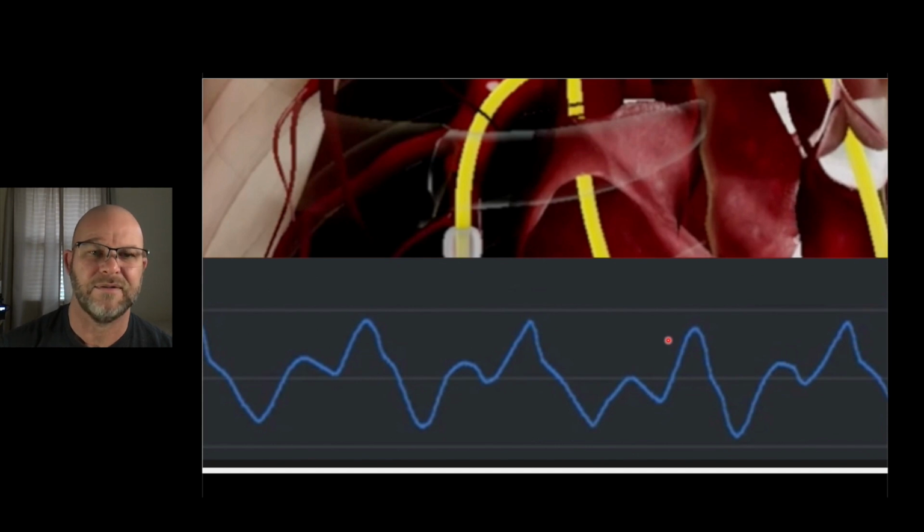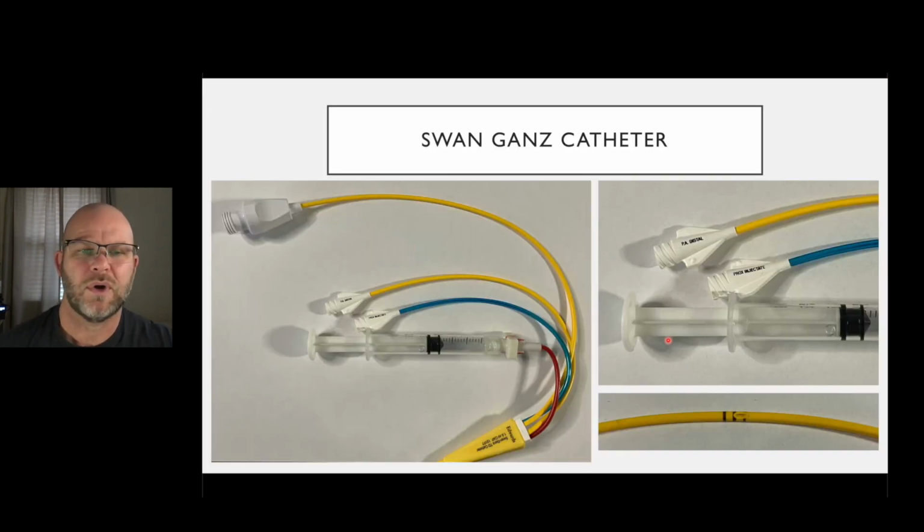So when we talk about this Swan-Ganz catheter that we're floating through here, this is what the tip looks like. This is where your thermistor is. I just call it a thermometer. Well, it's not a thermometer. It's wiring that changes conductivity based on temperature. So here's where your thermistor hooks up for thermal dilution cardiac output.